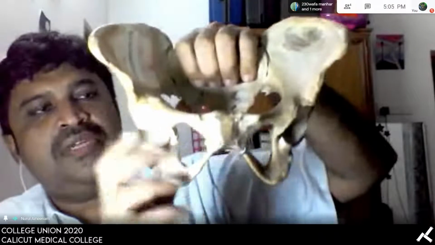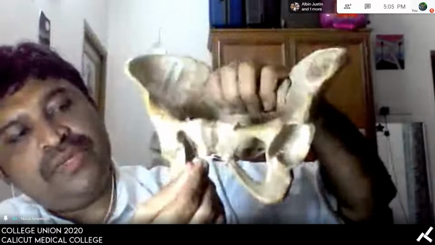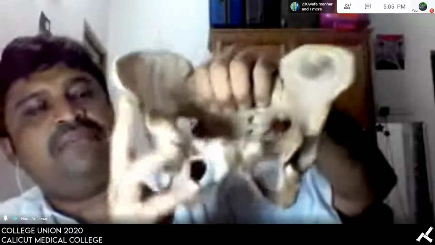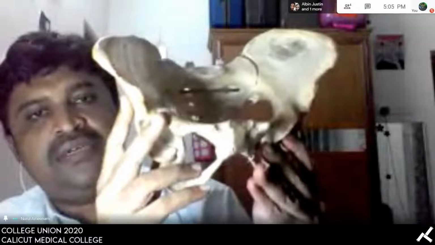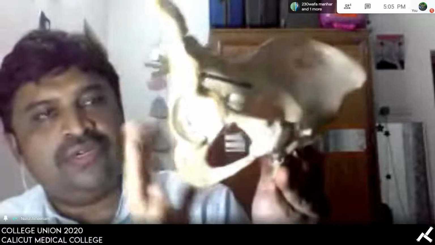The innominate bone is actually a bone which is fused. 3 bones are fused to form the innominate bone: the iliac, the pubis, and the ischium. Then you have the sacrococcygeal joint. So, the 4 joints and 4 bones.